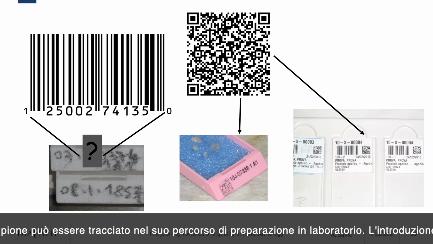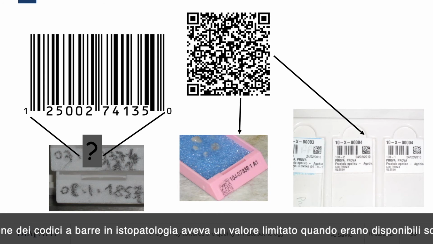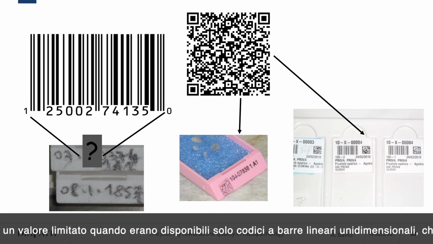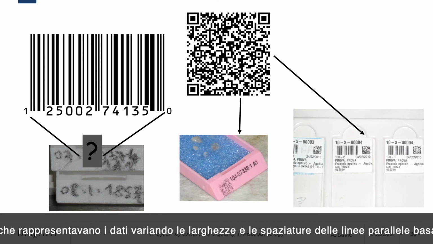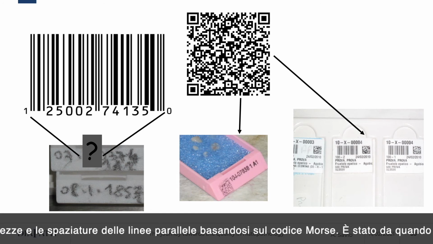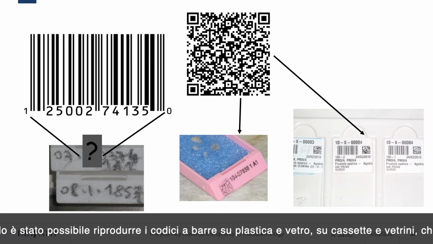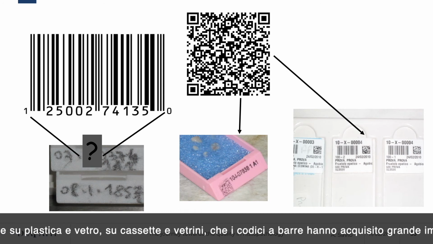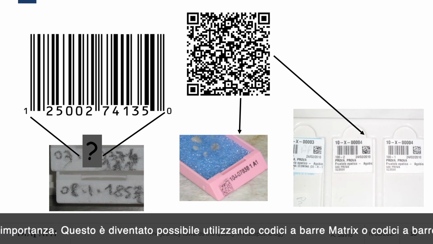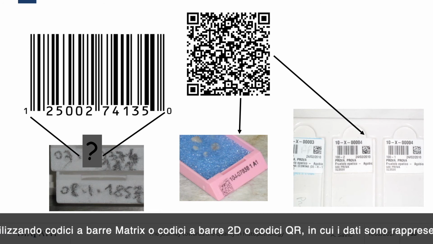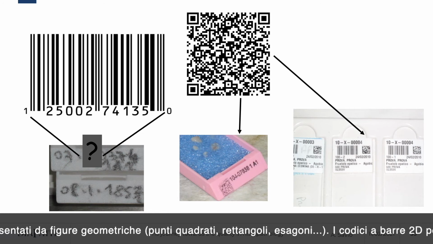The introduction of barcodes in histopathology was of limited value when only linear one-dimensional barcodes were available, representing data by varying the widths and spacings of parallel lines based on the Morse code. It is since it has become possible to reproduce barcodes on plastic and glass, on cassettes and slides, that barcodes have acquired great importance. This became possible using matrix barcodes, or 2D barcodes, or QR barcodes, in which the data are represented by geometrical figures: square dots, rectangles, hexagons.